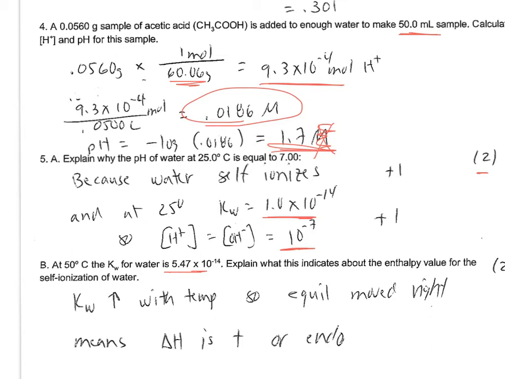And then part B, at 50 degrees, the Kw goes up to 5.47 times 10 to the minus 14th from the 1 times 10 to the minus 14th at 25. What does that indicate about the enthalpy value? Well, the Kw is increasing with temperature, so that indicates the equilibrium moved right, which means the enthalpy is positive or it's an endothermic reaction.